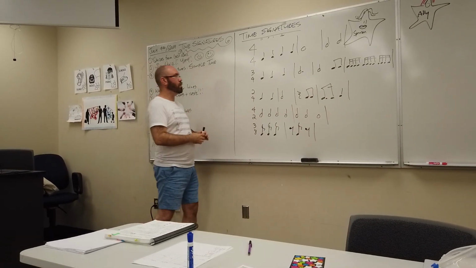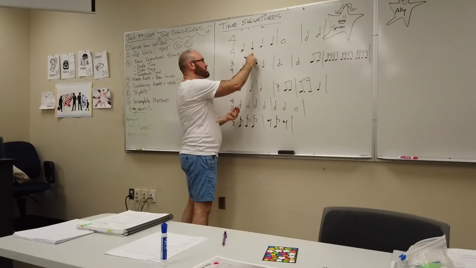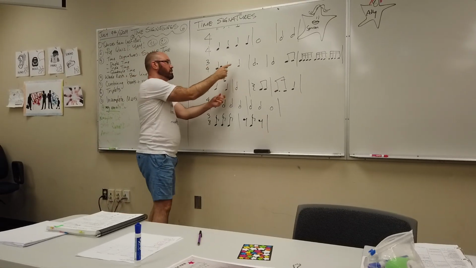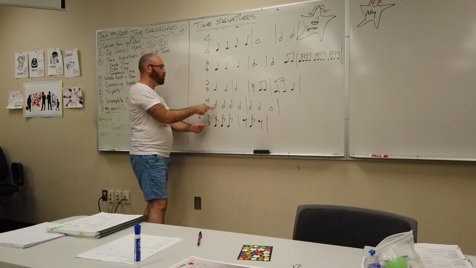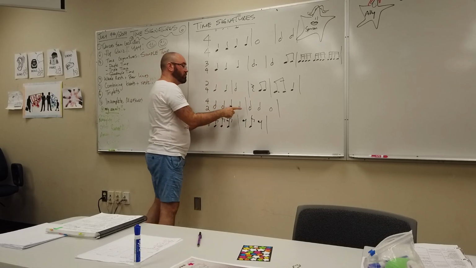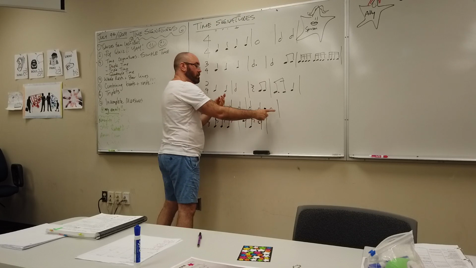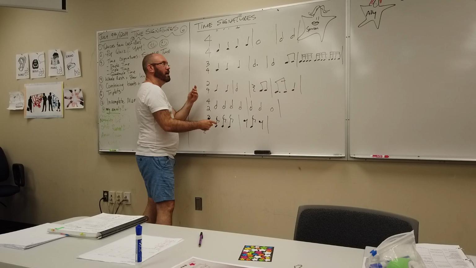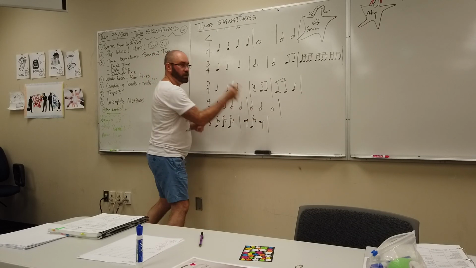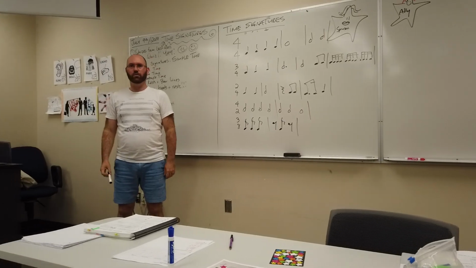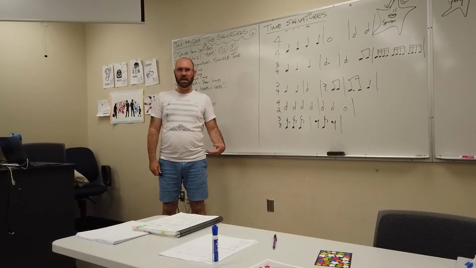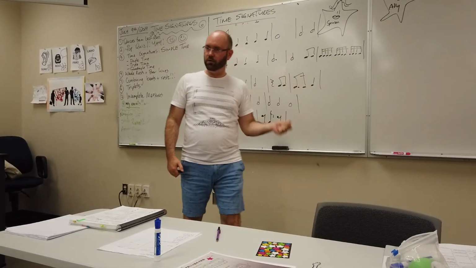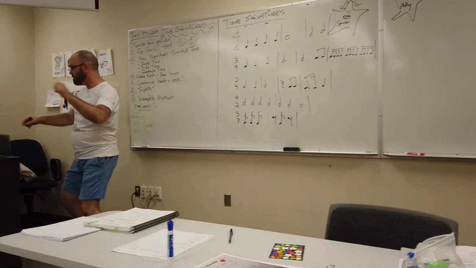So, if this was 4/4, 1, 2, 3, 4, 1, 2, 3, 4. Compared with 3/8, 1, 2, 3, 1, 2, 3, 1, 2, 3. I couldn't do that and snap at the same time. Okay?